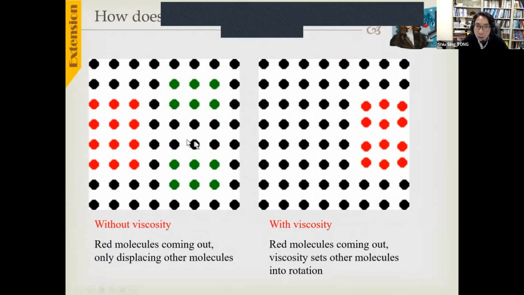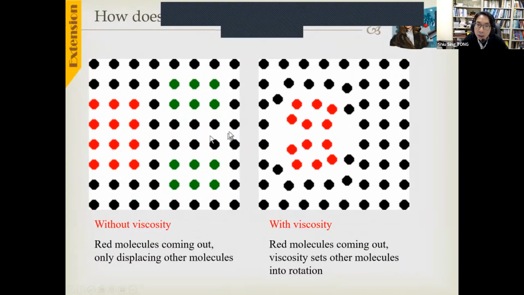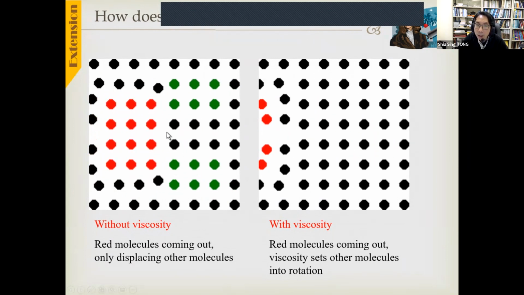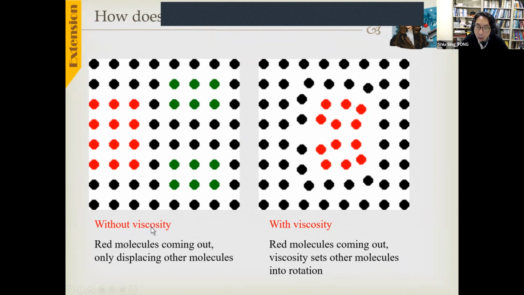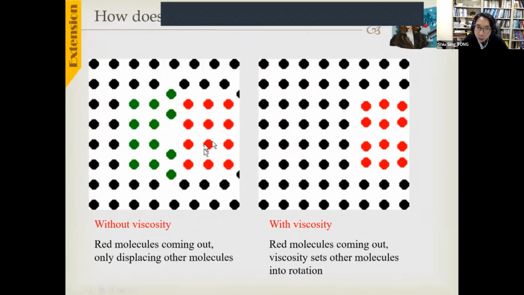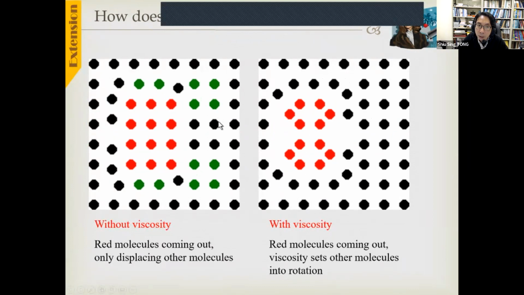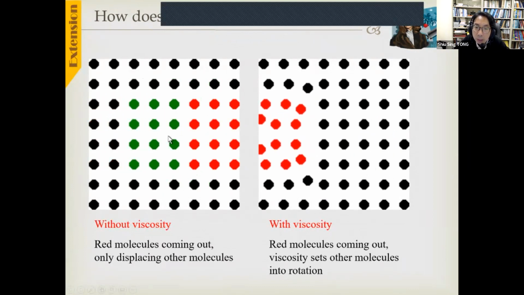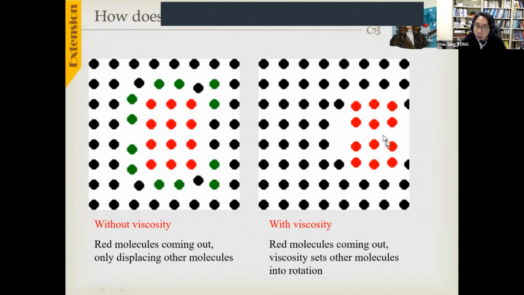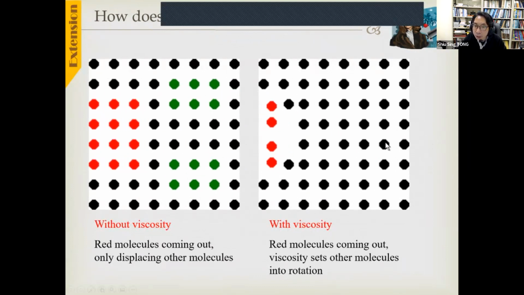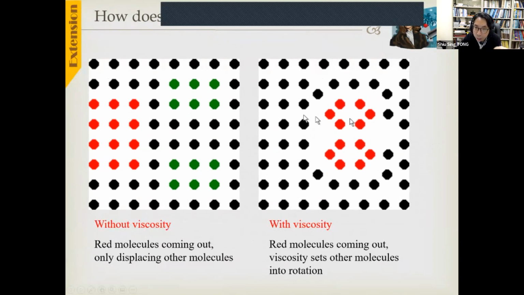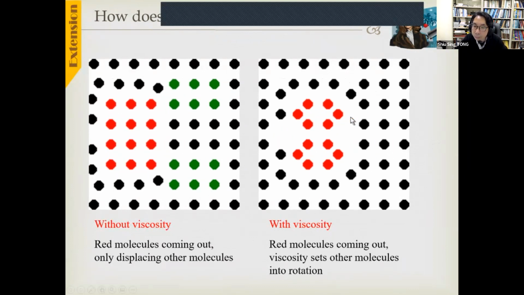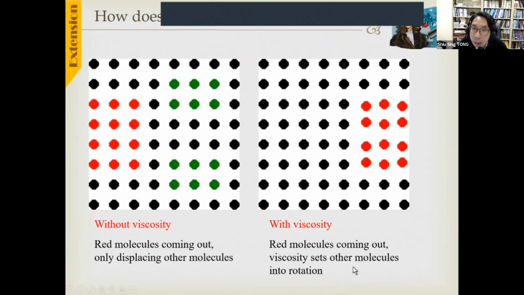Now, the left-hand side is a schematic diagram only. You imagine the air is not having any viscosity. So when air comes out, it simply displaces the surrounding air without introducing rotation. But with viscosity, when the air comes out in the right figure, because of the frictional force, it sets the surrounding air into rotation, and that causes the smoke ring. Okay.